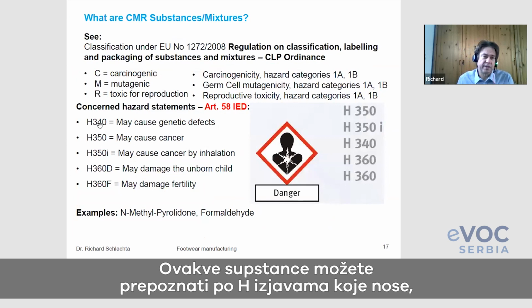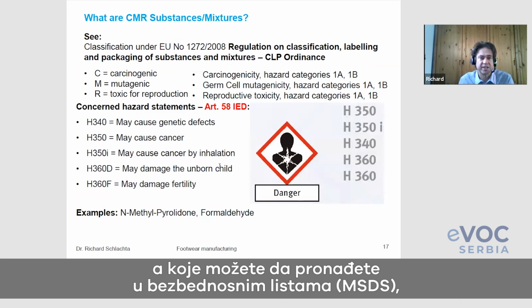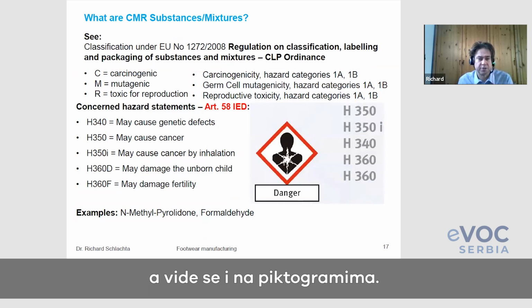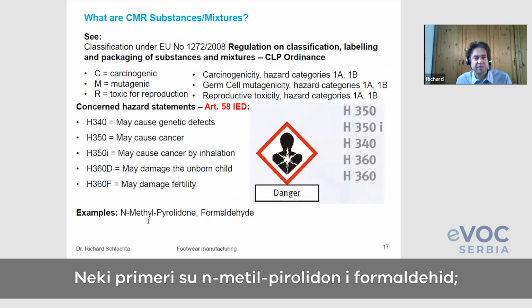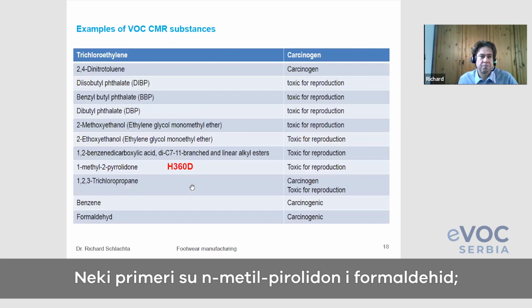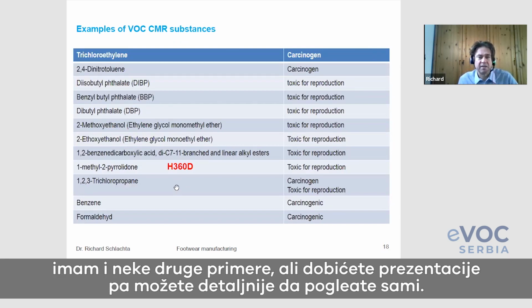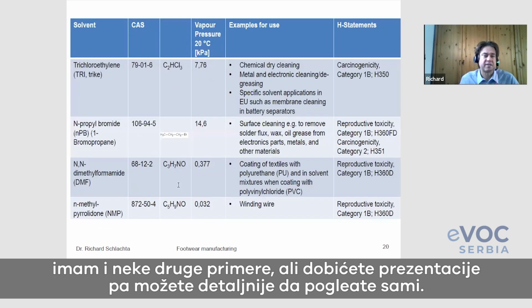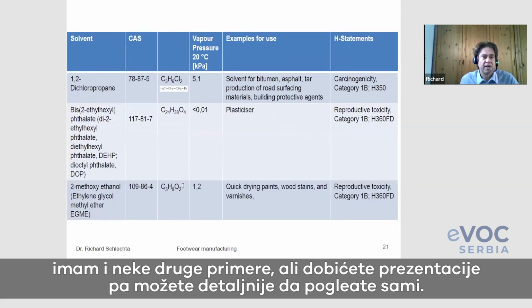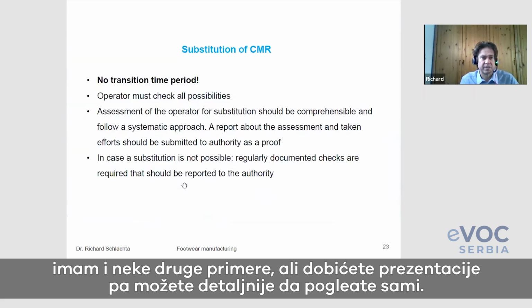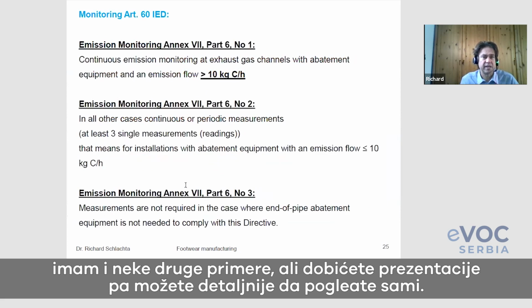So you can recognize these very hazardous CMR substances by these H statements if you look at the safety data sheets, and you can see it by the pictogram. Some prominent substances are, for example, N-methylpyrrolidone and formaldehyde. I have some other examples here, but I think you will get the presentations for sure, and you can look at them in more detail by yourself.